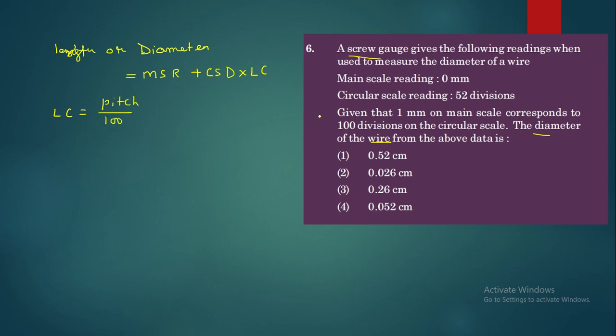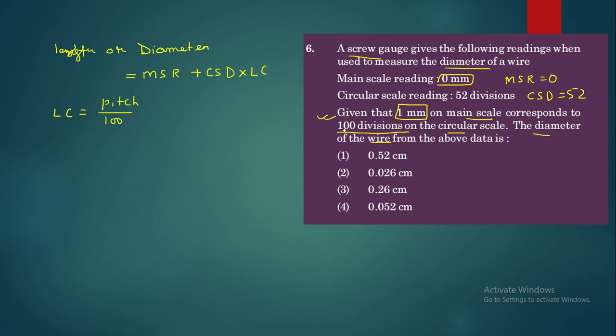Let's read the question. The question says that when we attempt to measure the diameter of the wire, the main scale reading comes out to be 0. So MSR is equal to 0 and the circular scale division is 52. Then it goes on to say that 1 millimeter of main scale corresponds to 100 divisions of the circular scale. This is the description or characteristics of the screw gauge.